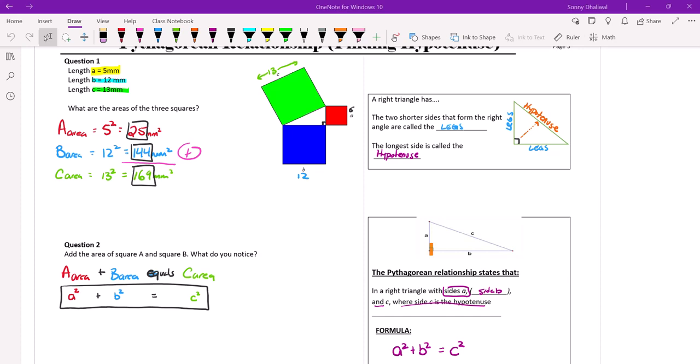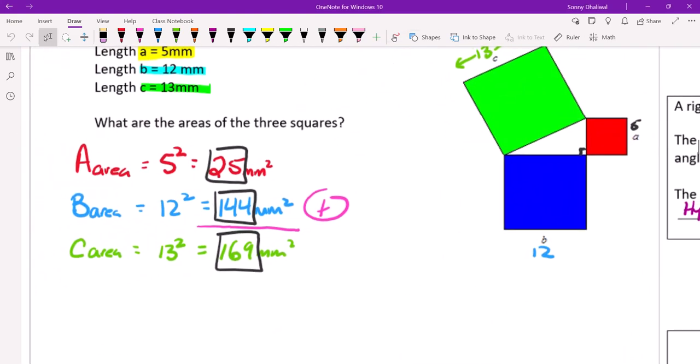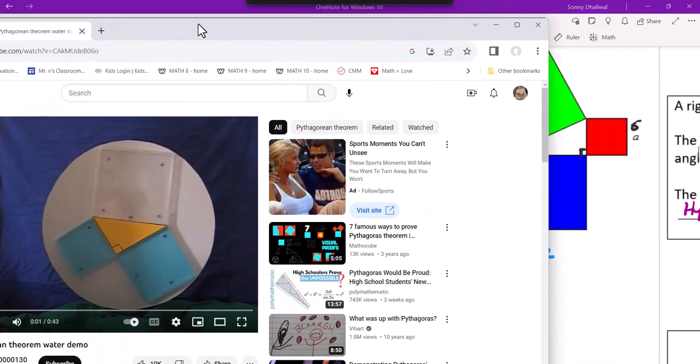Now, last day, we looked at this relationship. We noticed that if you add up the squares, the two small squares off of a right triangle, it equals the big one. So you guys all did fantastic on the quiz today. If you can do those calculations on those quizzes, this unit is easy. It's just applying them. So remember, we showed you the water demo off of YouTube, right? I'll show you that again.